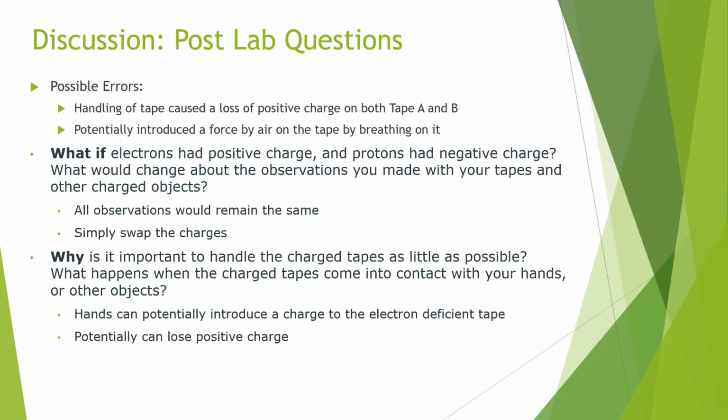And now some post-lab questions to conclude the presentation. Some possible errors in the experiment include the handling of the tape, which could have caused a loss of positive charge on both tape A and tape B, as discussed below. Also, we could have potentially introduced a force by air on the tape by breathing on it during the experiment. If the electrons have positive charge and protons have negative charge, all observations would have remained the same, and there simply would have been a non-visible swap of charges.